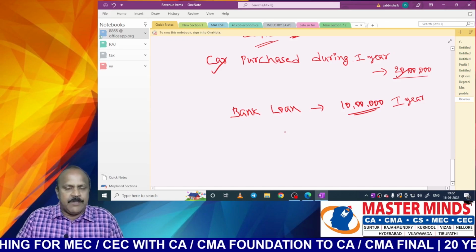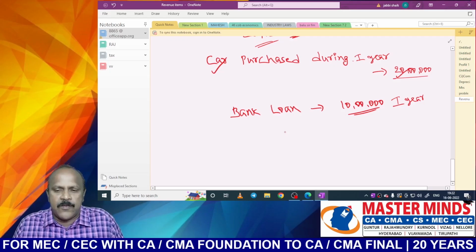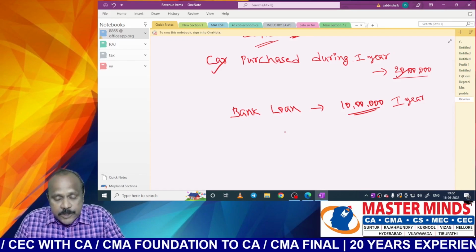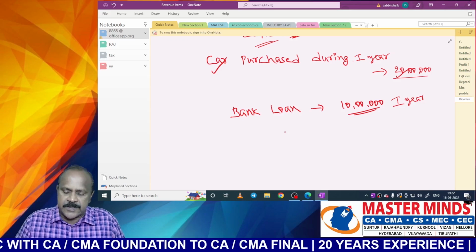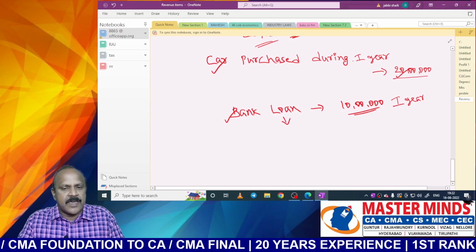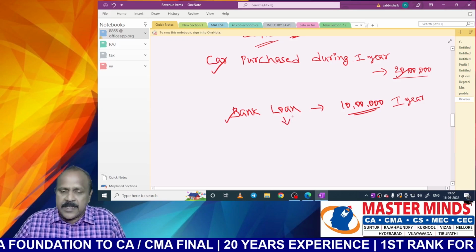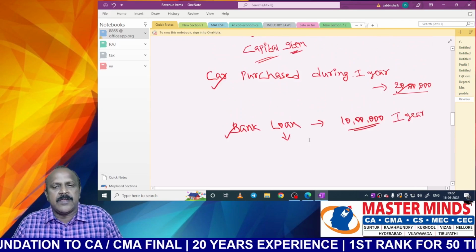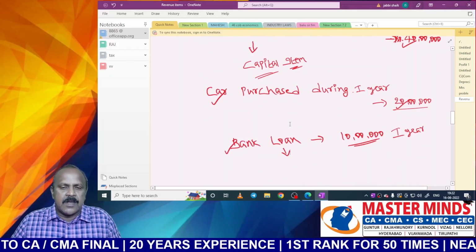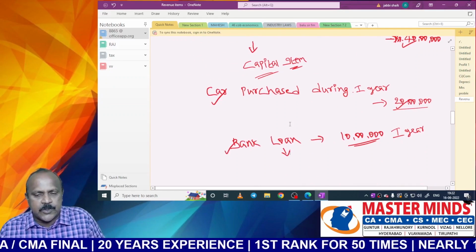It is called a liability until it is paid off. Till then, it should be carried forward to next years. So this is also called a capital item. Like this, we can identify the capital items. Fixed assets are capital items. Long-term loans are capital items, students.